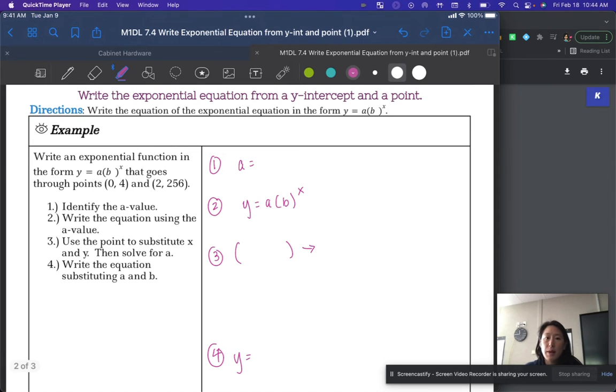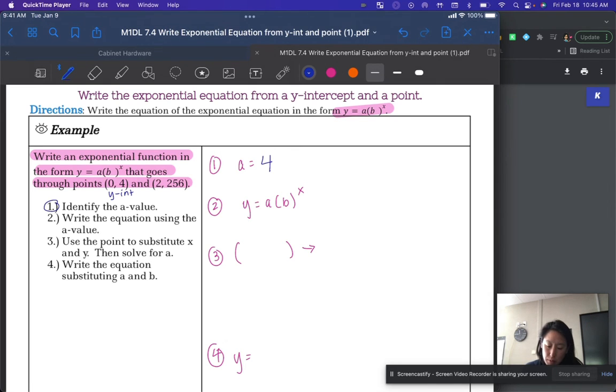For the real business, we're going to write the exponential equation from a y-intercept and a point. So again, remember that y is equal to a times b to the x is like a basic exponential function. Okay, so we know that our exponential function goes through the points 0, 4 and 2, 256. So I can already see right now that 0, 4 is my y-intercept.